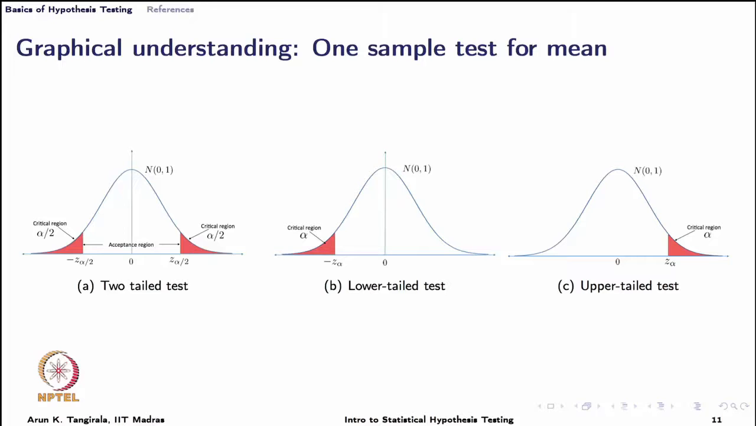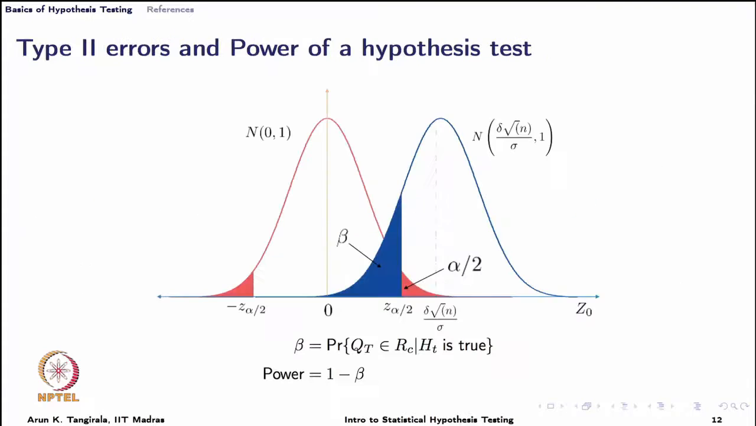So, now we know for a given alpha how we can determine the critical value. Earlier we raised this question, can I determine beta, that is type 2 error, and subsequently calculate the power of a hypothesis test? Yes, we can. I am not going to show you how to calculate that now. However, I am just illustrating what beta is graphically.